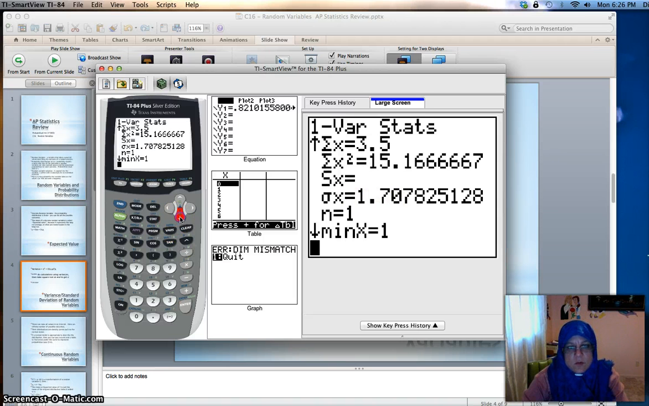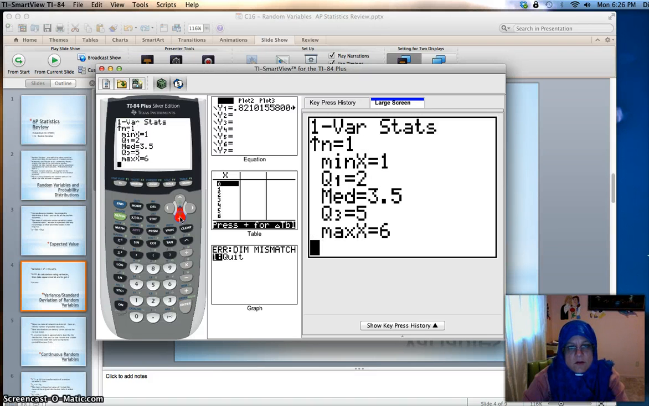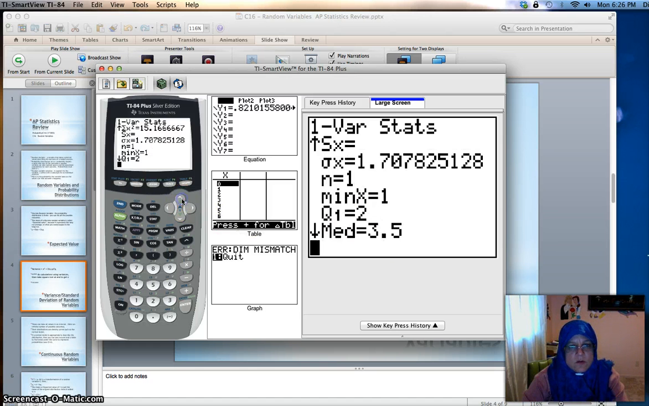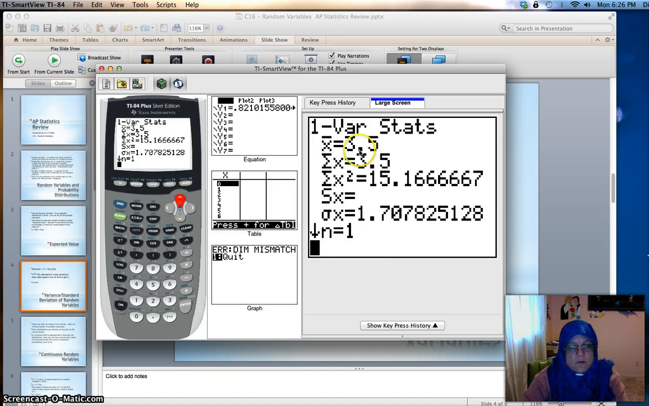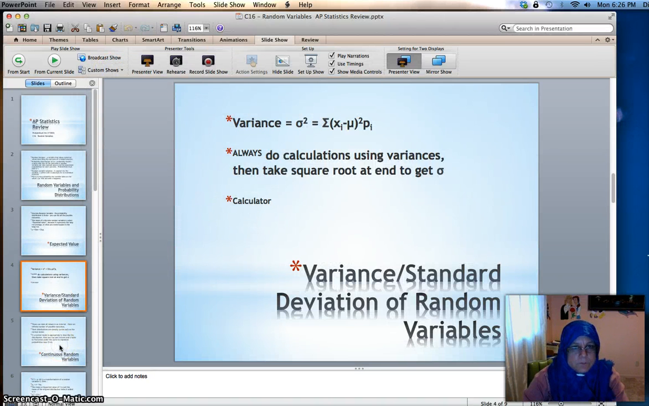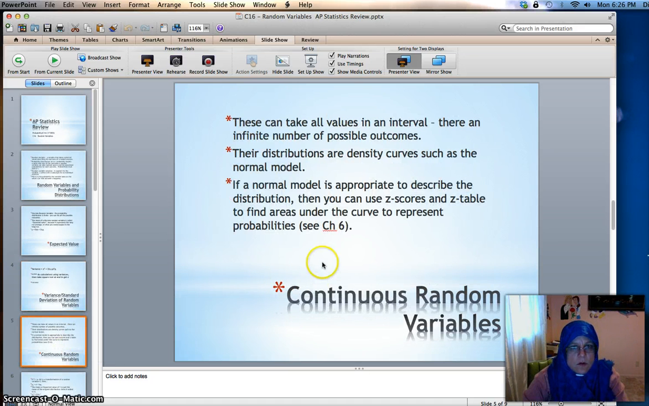And then there's some other numbers down here as well. You'll see there's the minimum, your quartile 1, median, quartile 3. So you got your 5-number summary there as well. But the main ones you want for random variables is the expected value, which is the mean, and the standard deviation. Okay? All right.